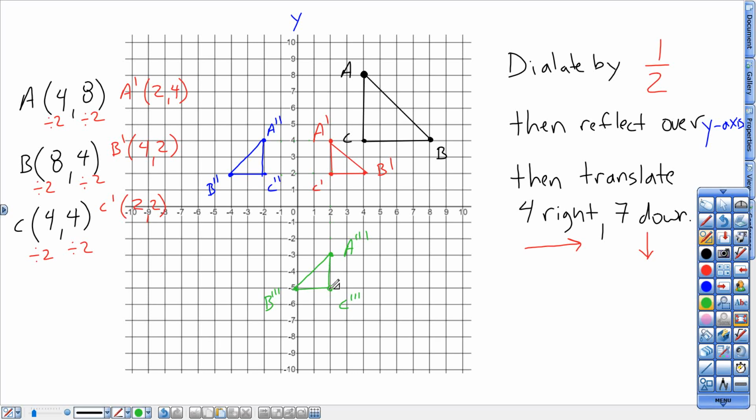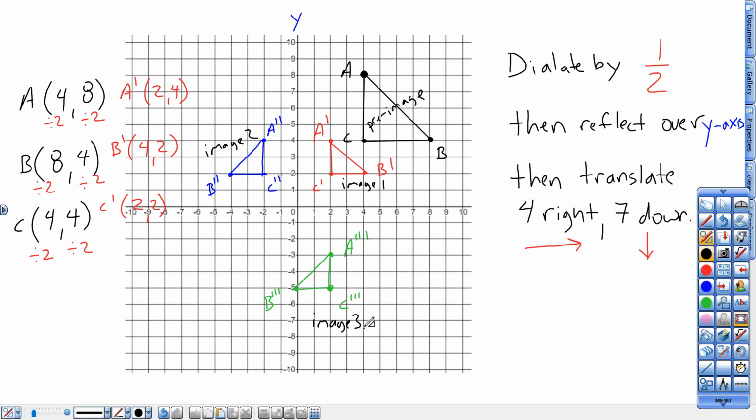So here's my pre-image right here. Write this on your paper. This is image 1 right here. This is image 2. This is image 3.